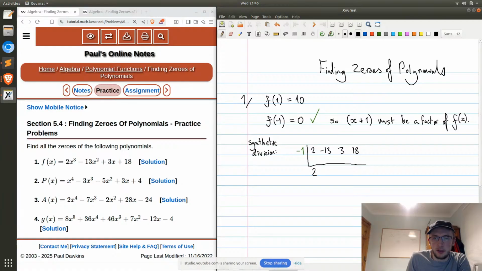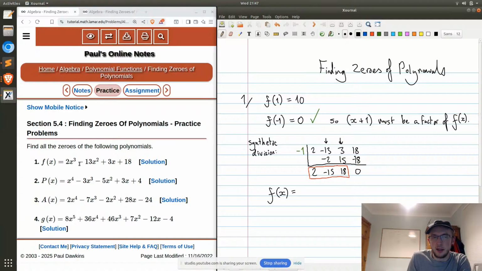Okay, so 2 is going to be down here. Then negative 1 times 2 is negative 2. And we add downwards. So we get negative 15. And negative 1 times negative 15 is 15. So we add downwards and we get 18. And negative 1 times 18 is negative 18. And we add downwards and we get 0, which is what we expect. And then these numbers right here will tell us the coefficients of the quadratic that we are looking for.